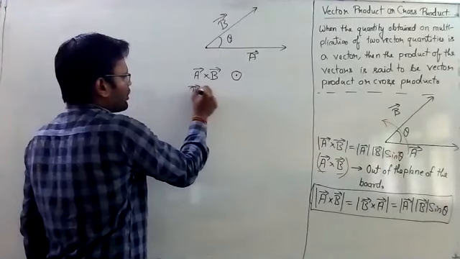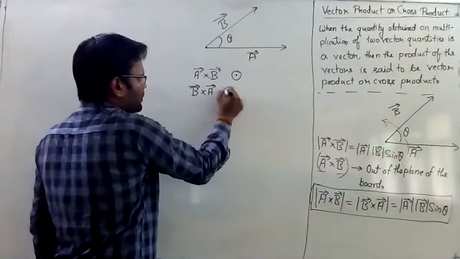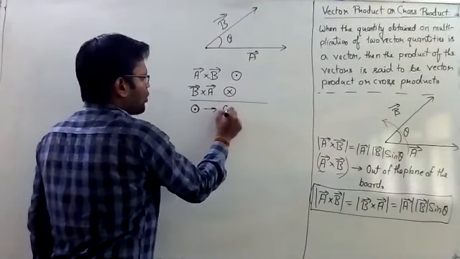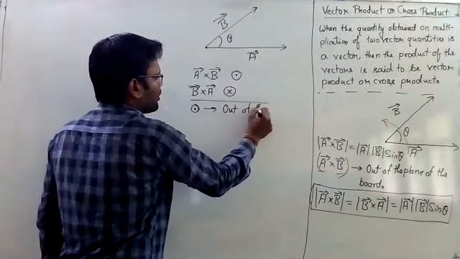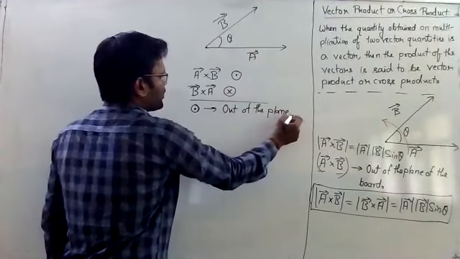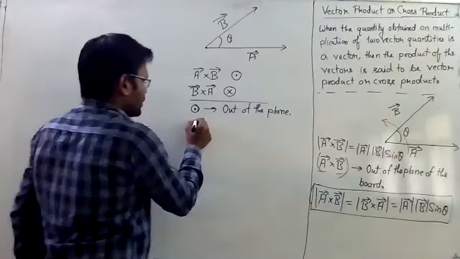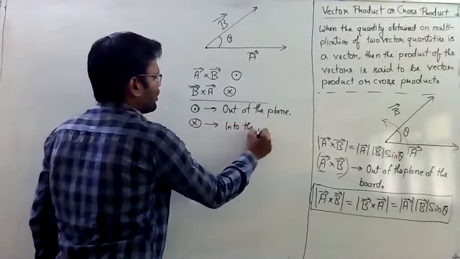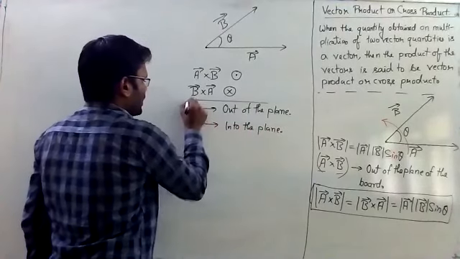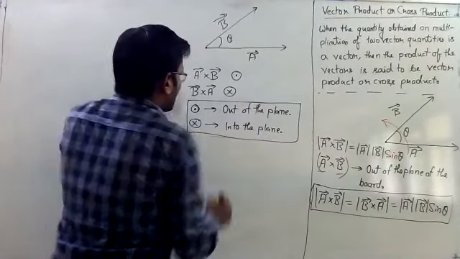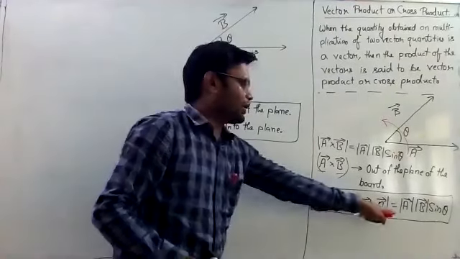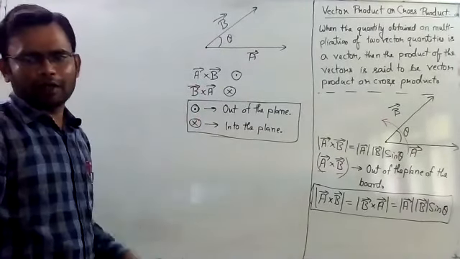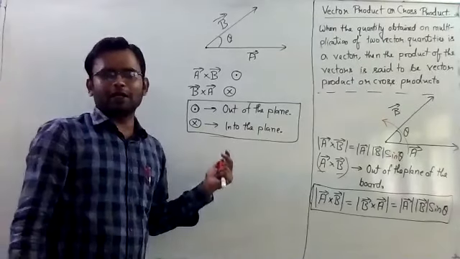B cross A is into the plane. Now this symbol indicates out of the plane. Out of which plane? Out of the plane of the vectors. The cross symbol indicates into the plane. Since they have equal magnitude but their directions are exactly opposite, I can say that they have equal magnitude, but directions are exactly the opposite.